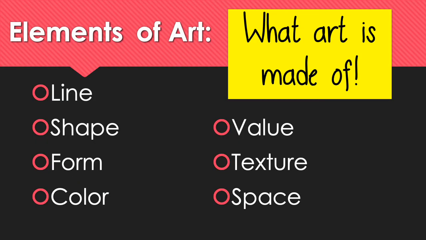The elements of art are line, shape, form, color, value, texture, and space. So the elements are what we see when we look at art, what art is made up of.